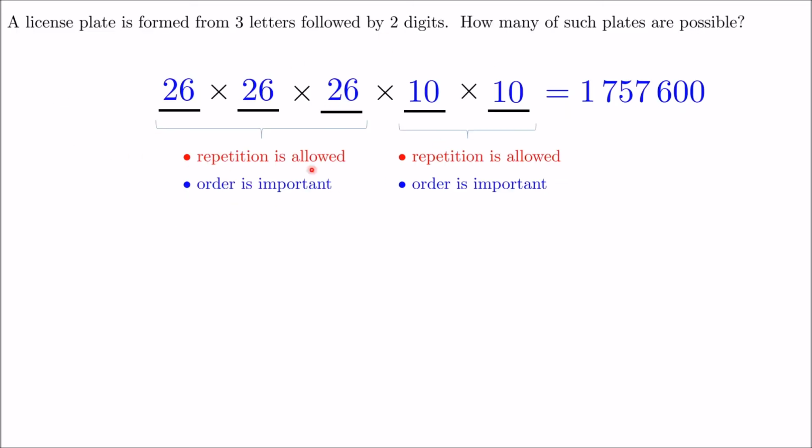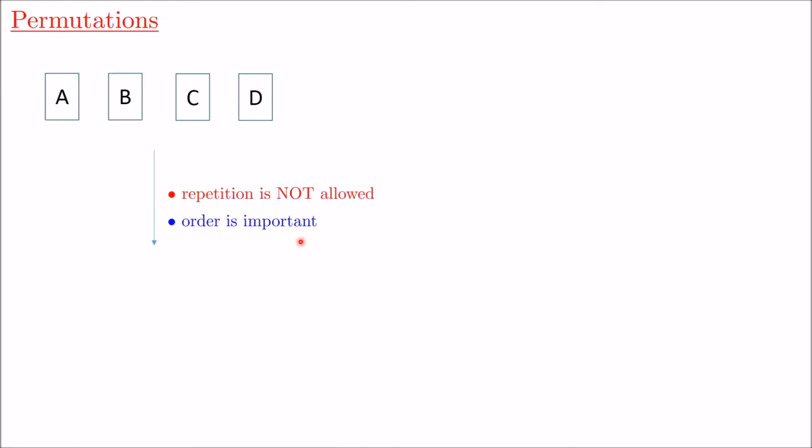Okay, so that was that simple scenario where repetition is allowed and order is important. So now we're going to go to the other one, the permutation assumption. So now we got 4 objects, and now I'm asking you to, from these 4, pick 2 of them. But under the assumption that repetition is now not allowed, but order is still important.